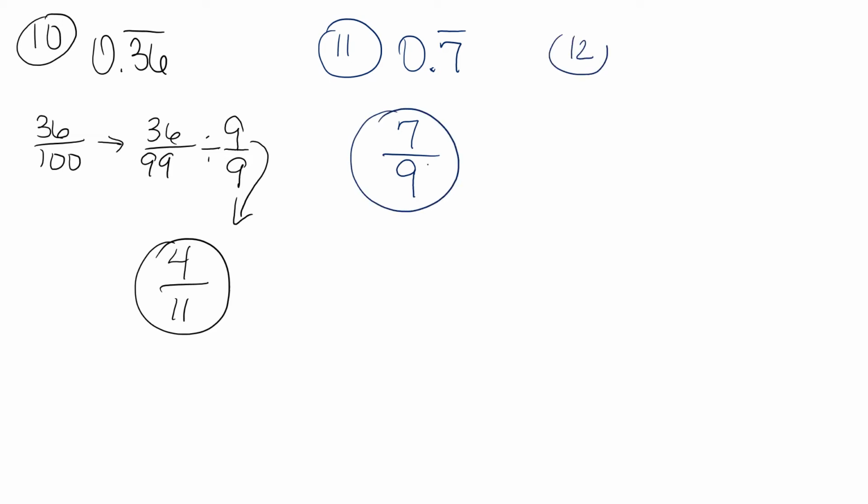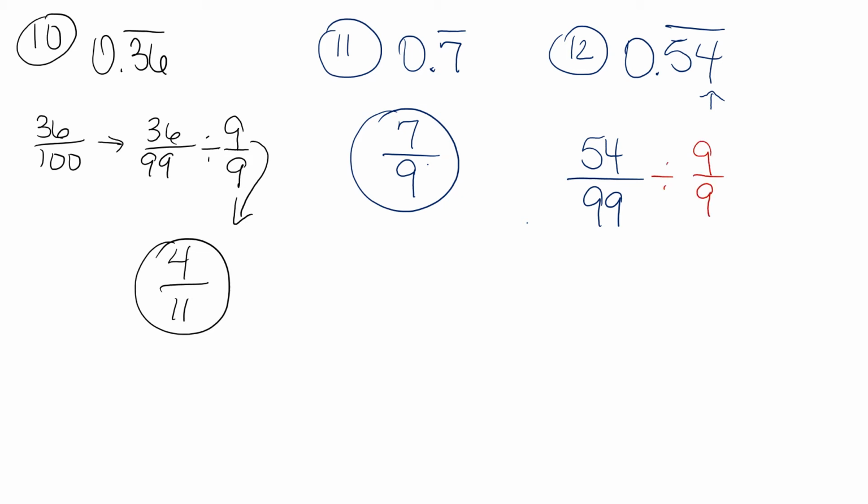Number 12, 0.54. The line is over the 5 and the 4, so both of those digits are repeating. So then you look at the last place value, which the 4 is in the hundredths place. Since it's repeating though, we're going to take 1 off of that. So we're going to put 54 over 99. Then you're going to reduce your fraction. So we're going to divide 9 out of the numerator and the denominator. 54 divided by 9 is 6. 99 divided by 9 is 11. So that is your answer in simplest form.